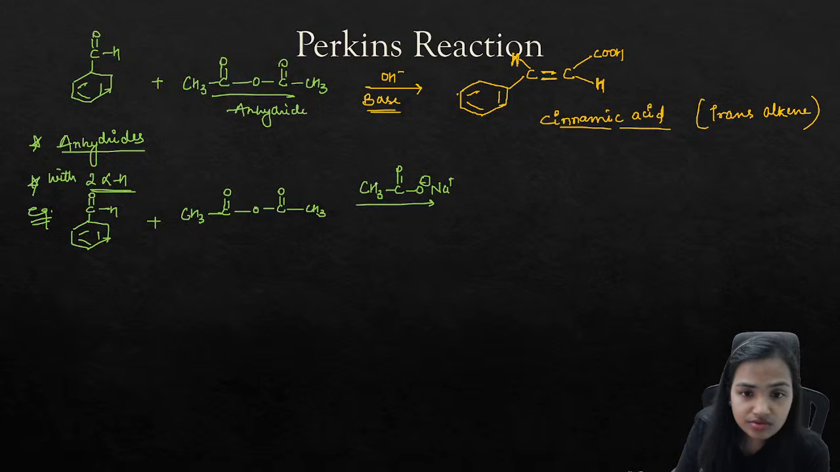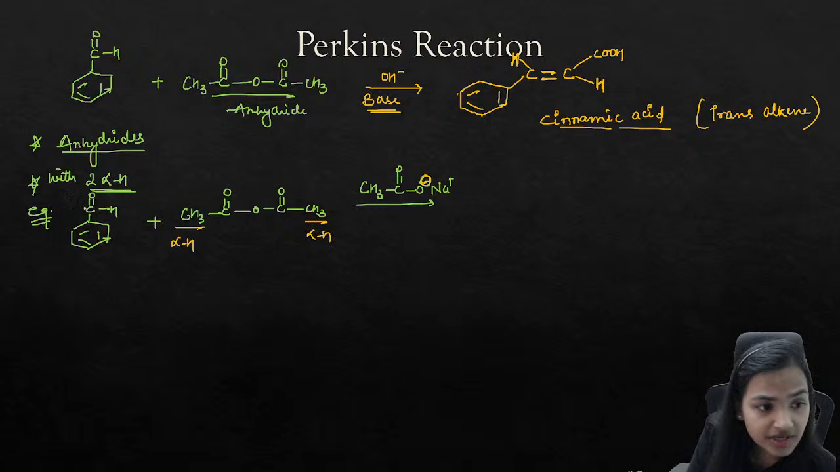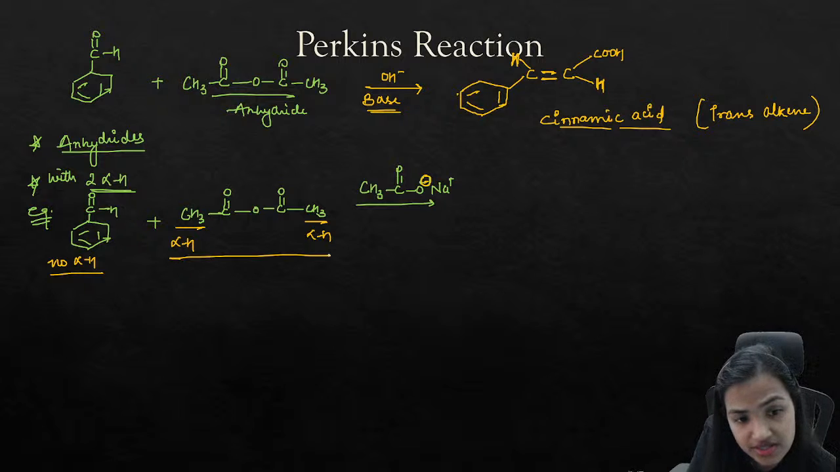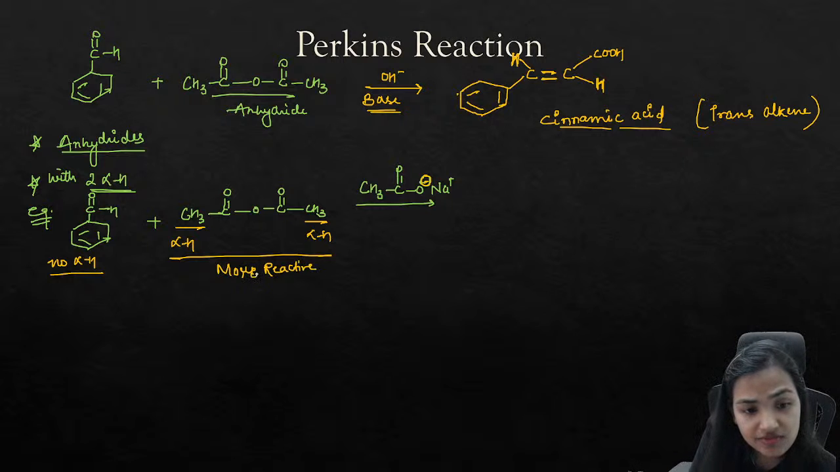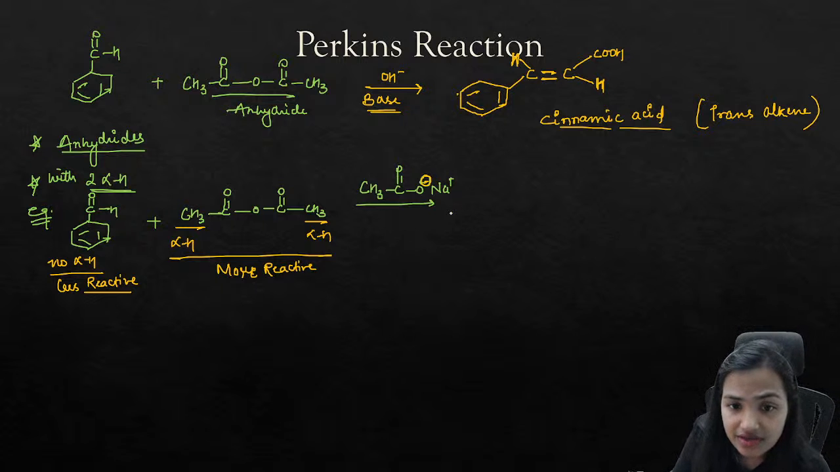If I do the reaction considering this as a base, this has alpha hydrogens, but here I have no alpha hydrogen. So ultimately, who will be more reactive? This anhydride is more reactive. Wherever the species is more reactive, my reaction will start from there only. This is less reactive, no alpha hydrogen, so not reactive. The base will react with the alpha hydrogen, there will be an acid-base reaction, and ultimately we will get CH2 negative.